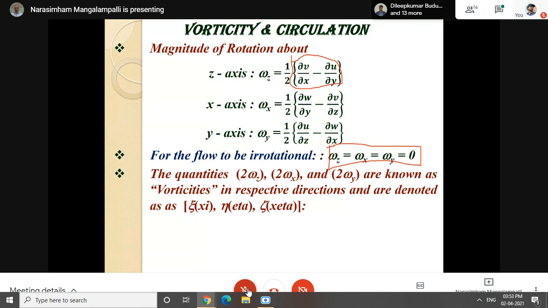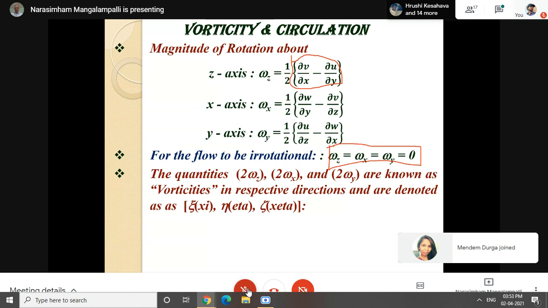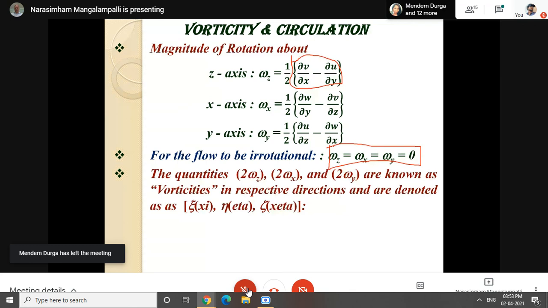Now you find out the other two components also, omega x and omega y. Either omega x or omega y may be 0, but that doesn't mean that the flow is irrotational. What we can say is that if omega y is 0, then the fluid will not be having rotation in the xz plane.